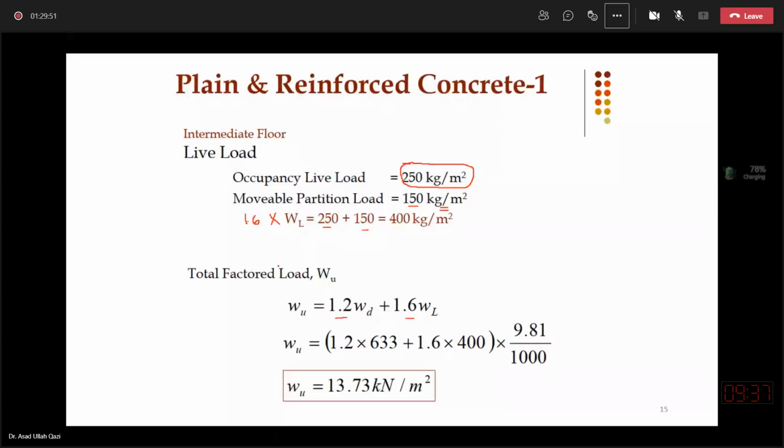So combining them, we are getting an ultimate pressure on the intermediate floor of around 14 kilonewton per meter square. Earlier we calculated 11.65, in which the partition was not involved, and there was a floor finish of 100 millimeter. So as I said earlier, around 12 to 15 normally you will get as the ultimate pressures on such ordinary slabs.